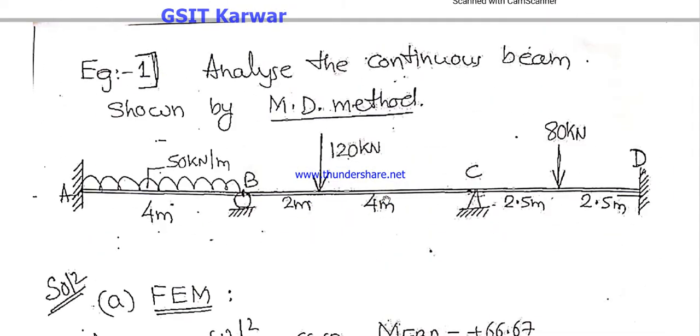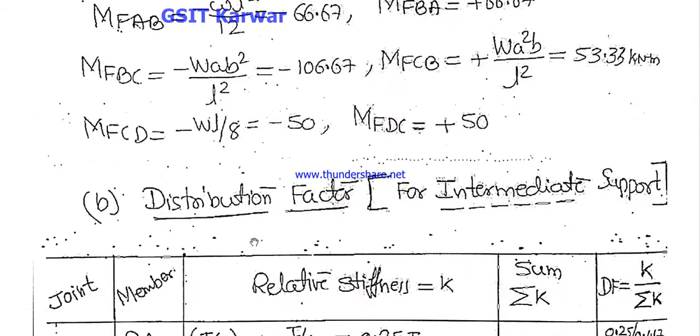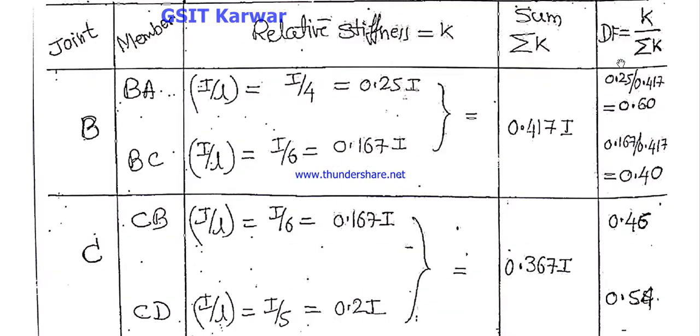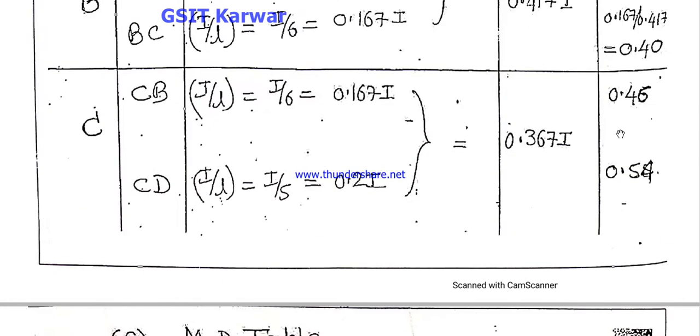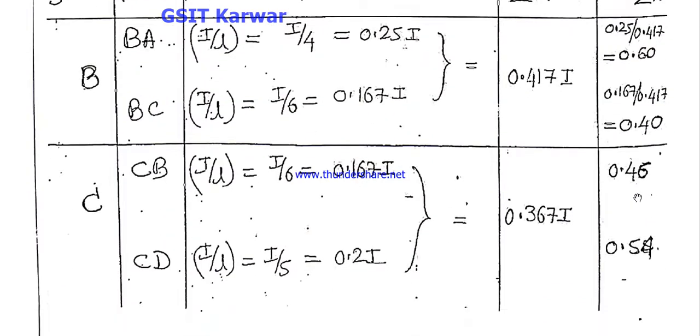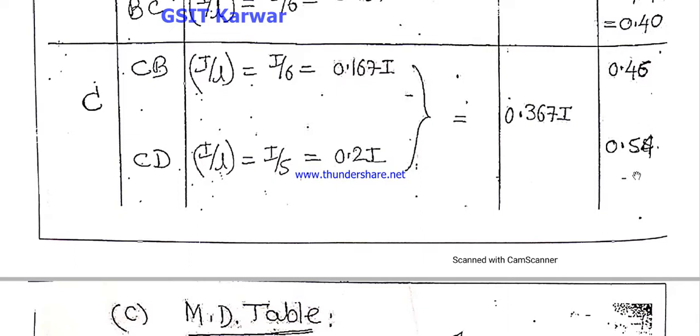This is the given problem. Analyze the continuous beam shown by the moment distribution method. We calculated the fixed end moments and distribution factors. The distribution factors you got are 0.6 for member BA, 0.4 for member BC, 0.46 for member CB, and 0.54 for member CD. These values are required in the moment distribution table, so that's why I am recalling them. You should remember them and take these values into the moment distribution table.